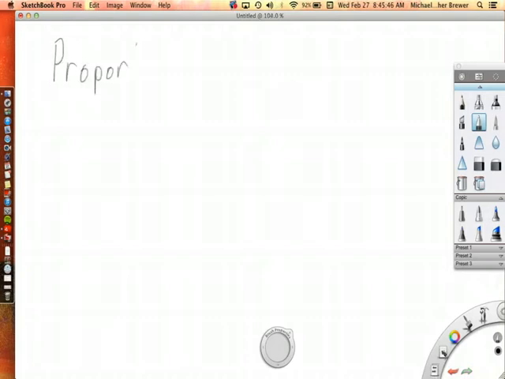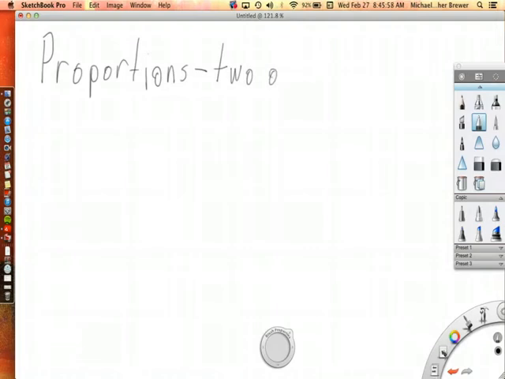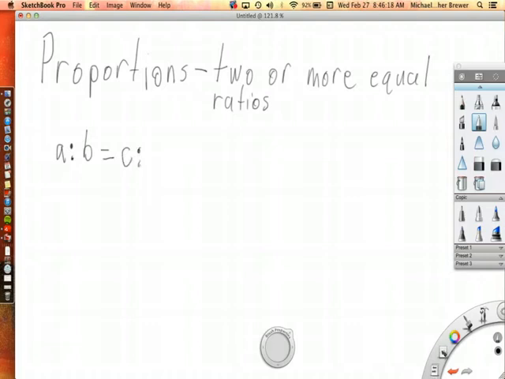Proportions are two or more equal ratios, mathematically represented by the formula A is to B is equal to C is to D. And we often write it as A over B is equal to C over D.